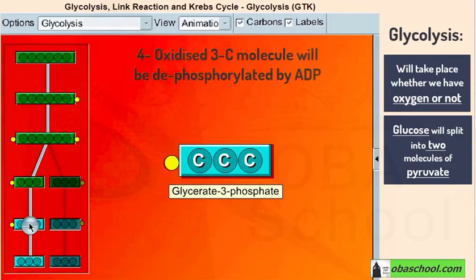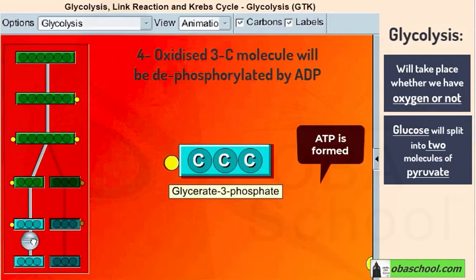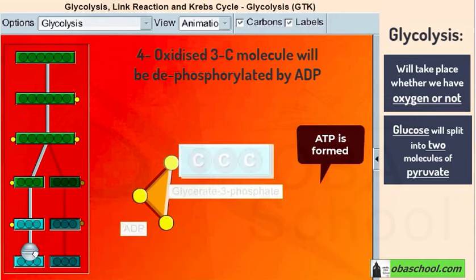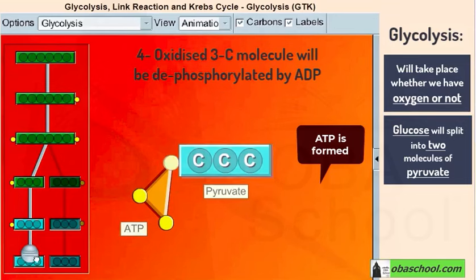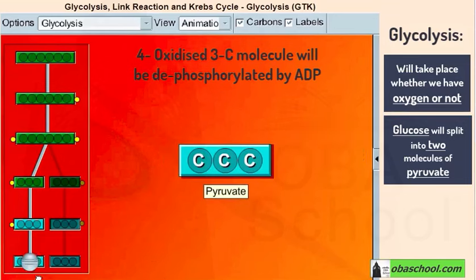Now, the oxidized 3-carbon molecule will be dephosphorylated by ADP. So ADP takes the phosphate group for it to be phosphorylated. The end product is a 3-carbon molecule called pyruvate.